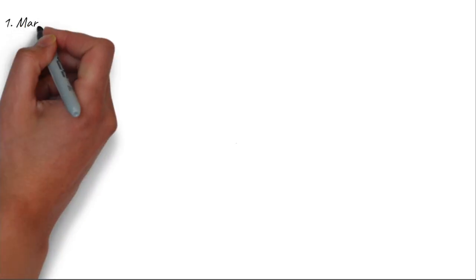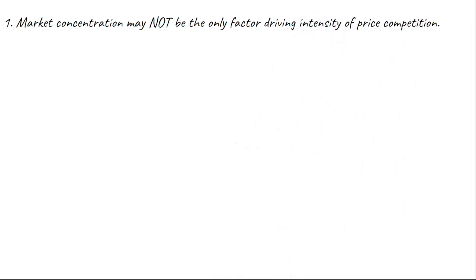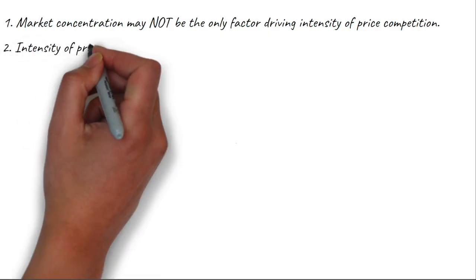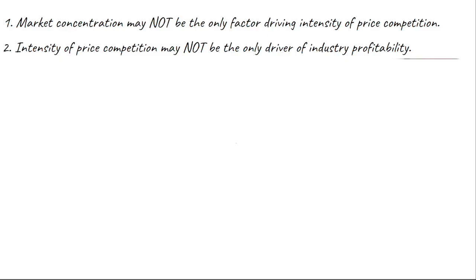So what do we learn from not seeing the graph that we expected to see? Well, first we learn that market concentration may not be the only factor driving the intensity of price competition. And second, we also learn that the intensity of price competition may not be the only driver of industry profitability.